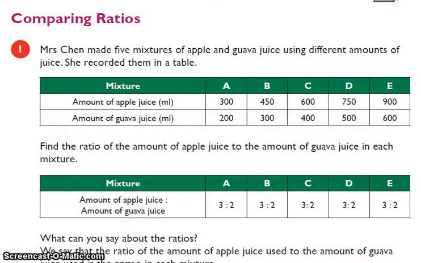We have come to the part on ratio where we learn how to compare ratios. Let's look at the first example, Mrs. Chen. Mrs. Chen has 5 mixtures of apple and guava juice using different amounts of juice.